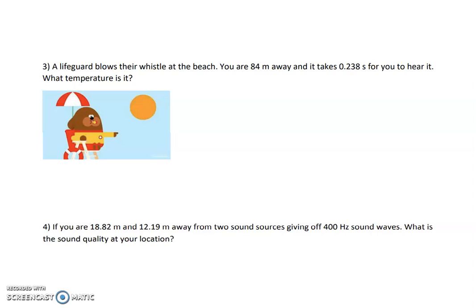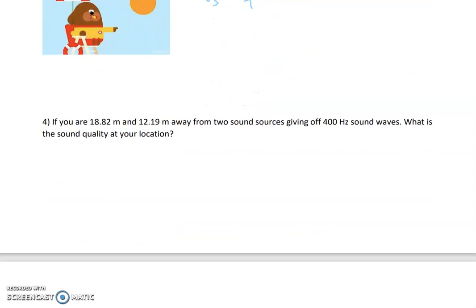All right, next we got the lifeguard blowing his whistle. You're 84 meters away. It takes 0.238 seconds for you to hear it. What temperature is it? Okay, well, you've got a distance and a time, so you can calculate the speed of sound using basic d equals vt. And then once you got that, you can put that back into the temperature expression that we've shown you before and calculate the temperature of the air.